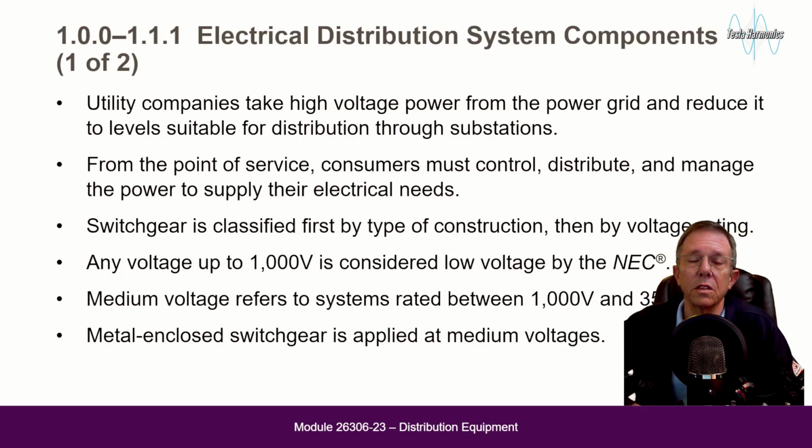Electrical Distribution System Components. Utility companies take high voltage power from the power grid and reduce it to levels suitable for distribution through substations. From the point of service, consumers must control, distribute, and manage the power supplies of their electrical needs. Switchgear is classified first by type of construction and then by the voltage rating.